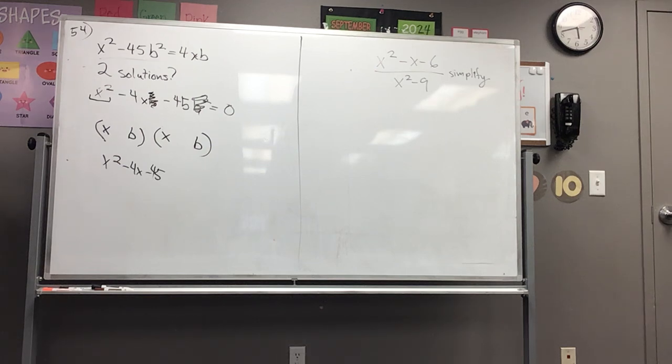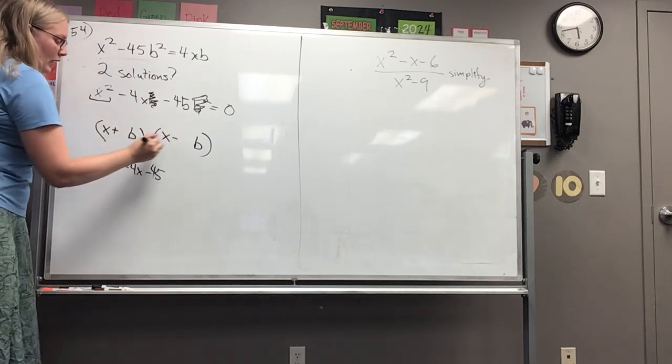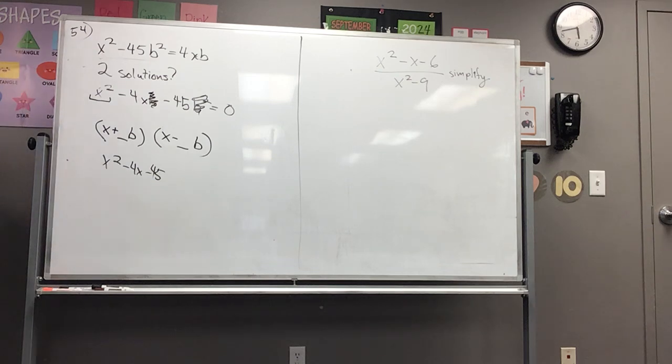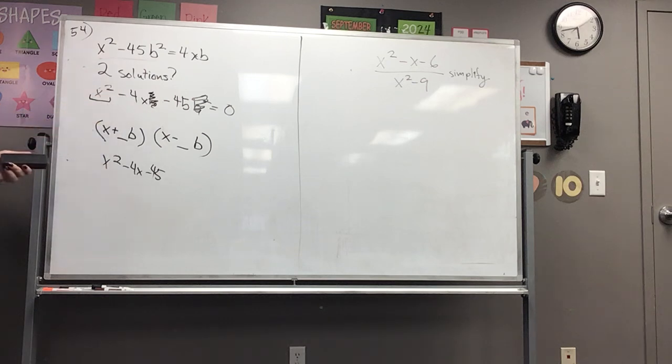So, what do we know about the signs of our two solutions? One's gonna be positive and one's gonna be negative. And we're looking for the numbers that go out front. Plus 5 and minus 9. All right, that would create the minus 4.